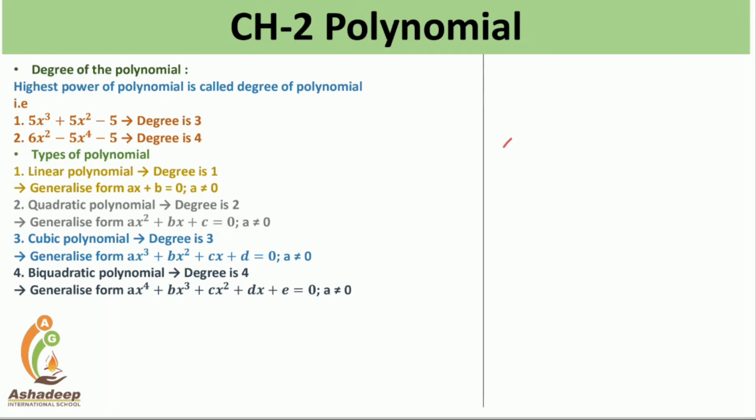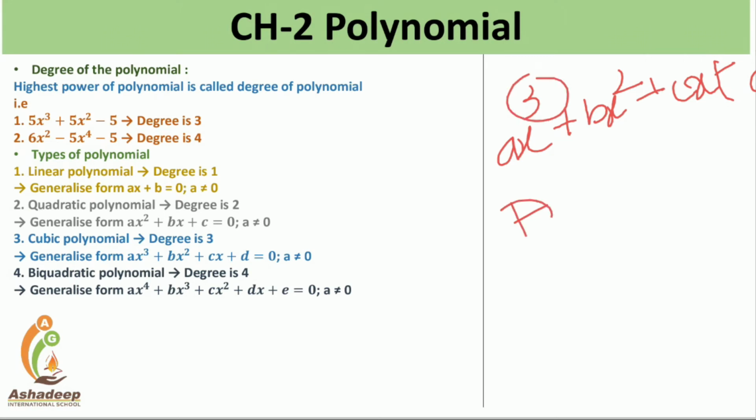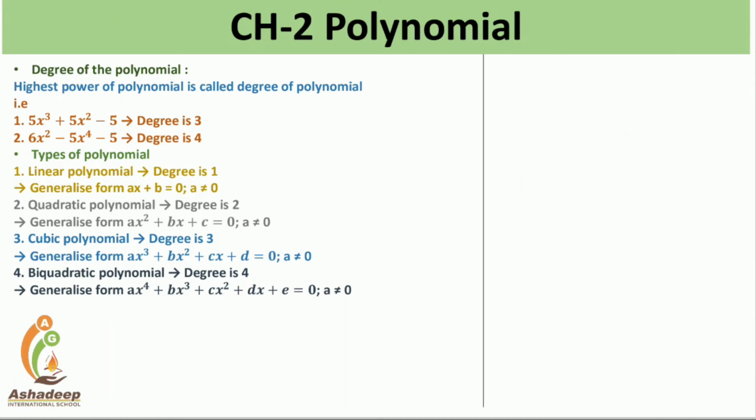Cubic polynomial, and that is ax cube plus bx square plus cx plus d, right? I hope you get it. So the highest power is 3, so the degree is 3. So these are the basics. And for the biquadratic, the highest power is 4, so the degree is 4.